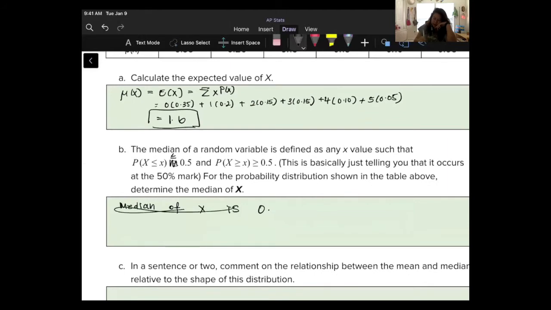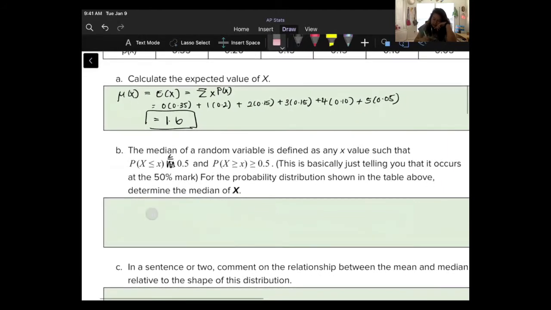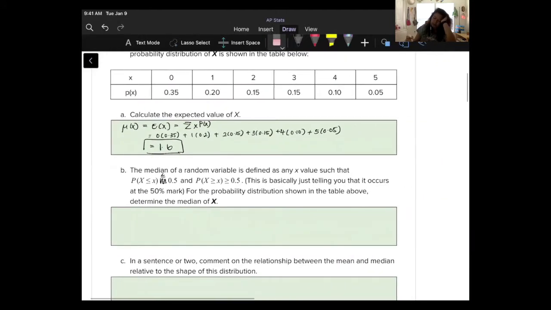Part 2 says the median of a random variable is defined as any x value such that P(X ≤ x) is greater than or equal to 0.5 and P(X ≥ x) is greater than or equal to 0.5. This is basically just telling you that it occurs at the 50% mark. For the probability distribution shown in the table above, determine the median of x.